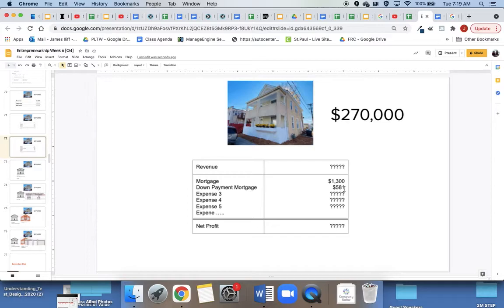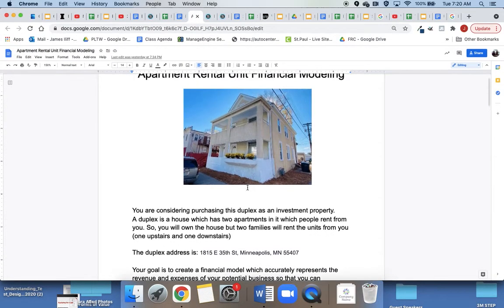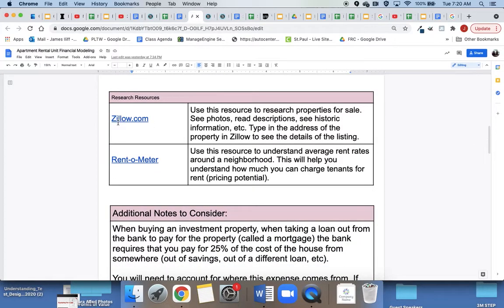Now your job is to go out and figure out all the other expenses that it takes to own a rental property like this. And you're going to add them here, and then we're going to see if it makes sense to buy this property monetarily. Now, the only thing I will add is this. What I want you to do is go research this apartment. So I want you to take this address and put it in both of these.